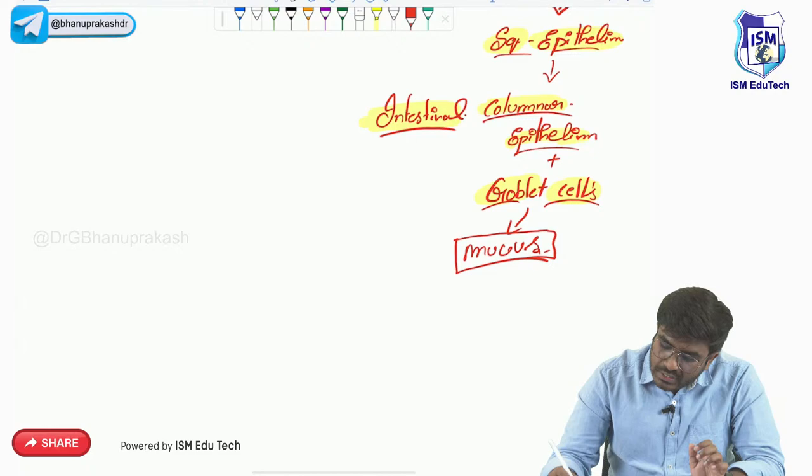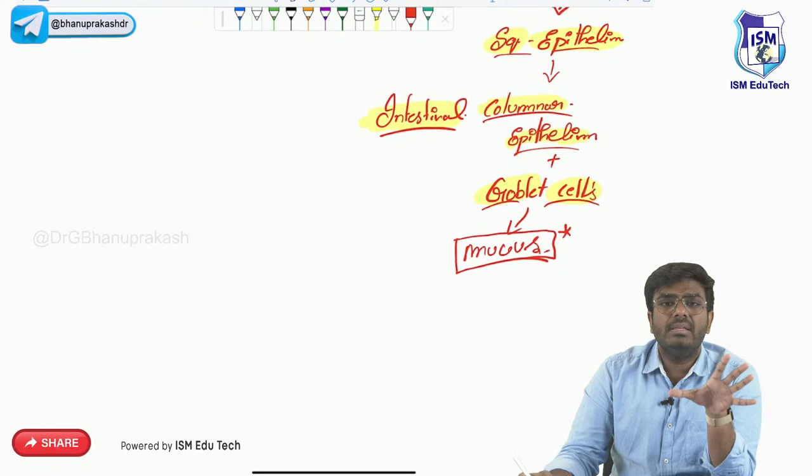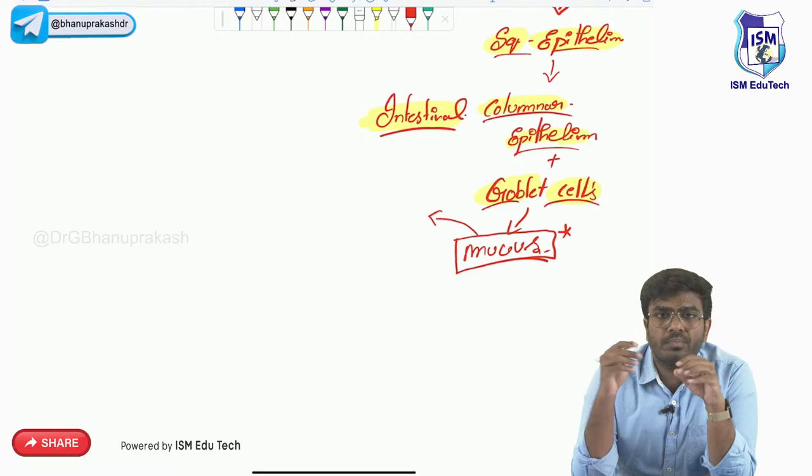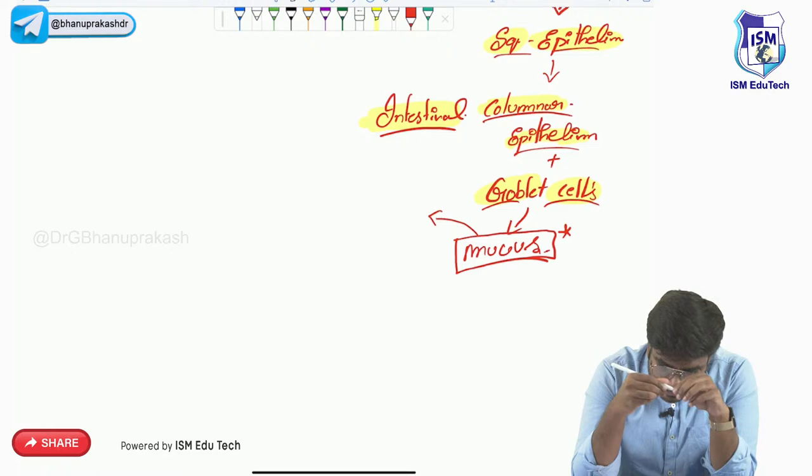Now, a very important point from the patho point of view: mucus is stained with which dye? Can anyone tell me what the stain used to see the mucus is? Anyone?